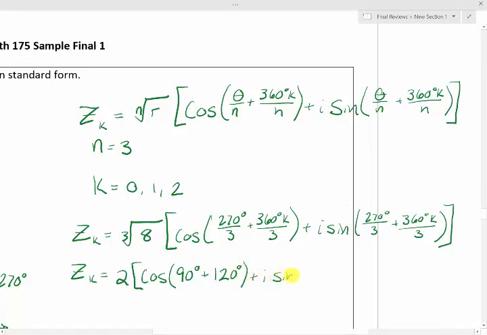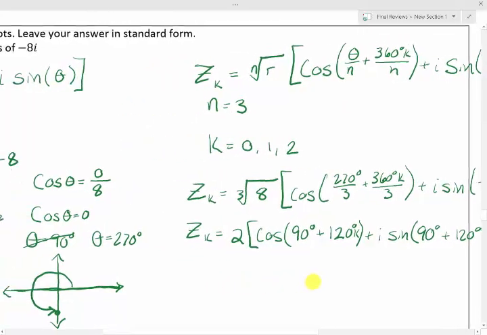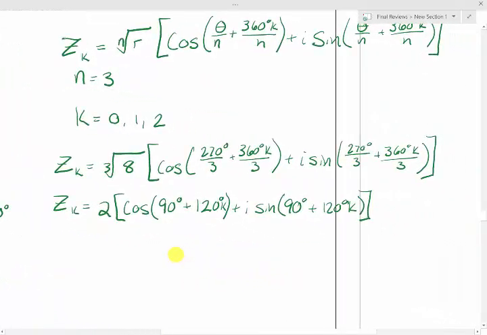I sine of the same thing. So 90 degrees plus 120k degrees. So then we can plug in each one of these k's. k equal to 0, k equal to 1, and k equal to 2. And it wants us to leave it in its standard form, which means it wants us to leave it in its polar form.